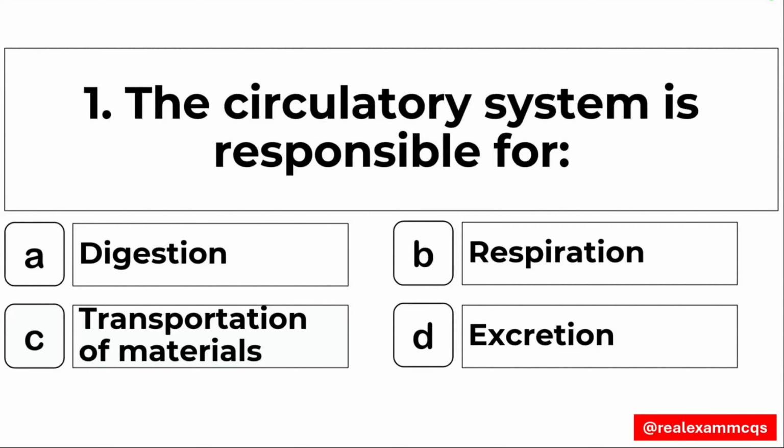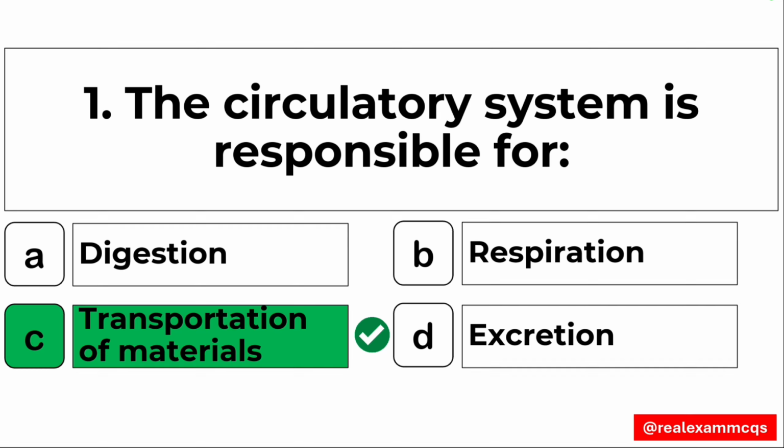Students, let's see how your preparation is going on. First question. The circulatory system is responsible for? Option C. Of course, it is the transportation of the materials.